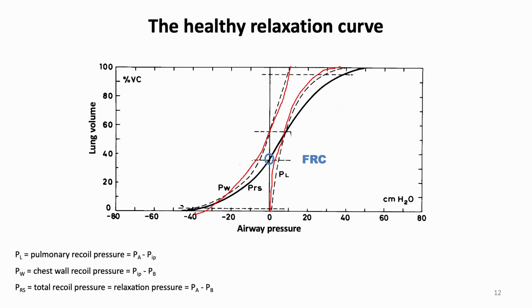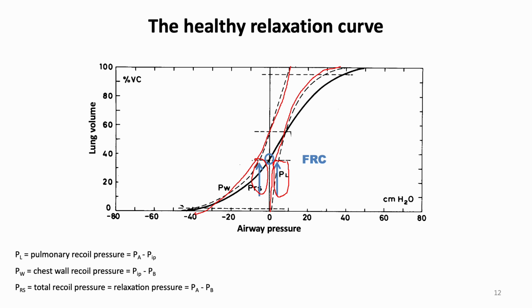So what happens up here? Oh, and you can see that here, this is the recoil pressure of the chest wall, and this here is of the lung, and they're at equal distance from 0. So the net value between the two of them, or the sum of them, becomes 0.